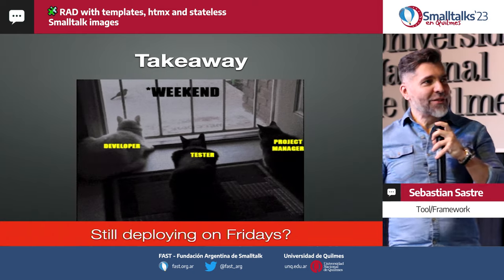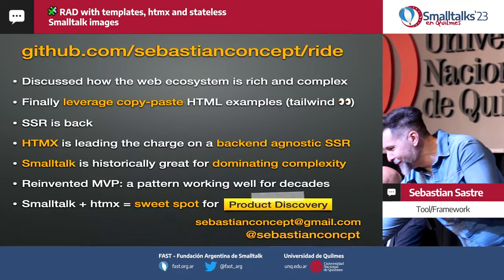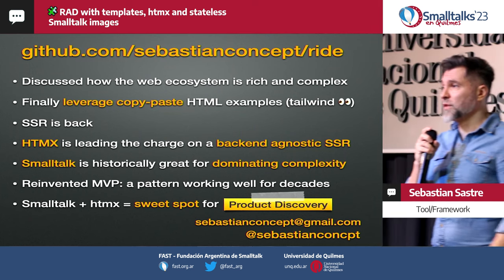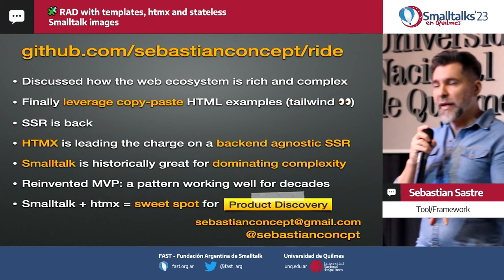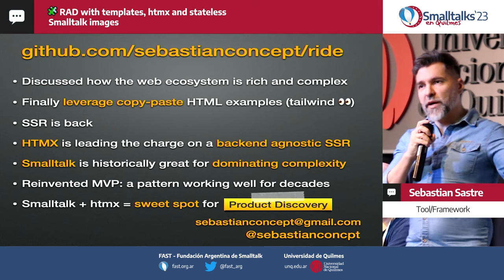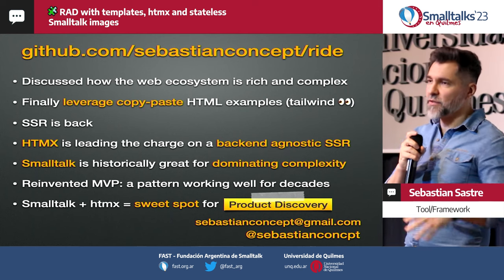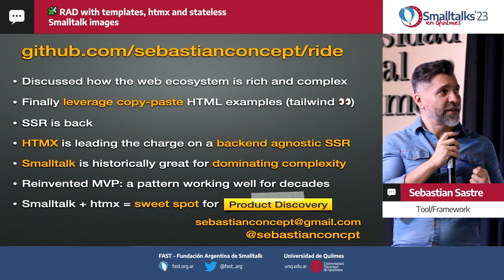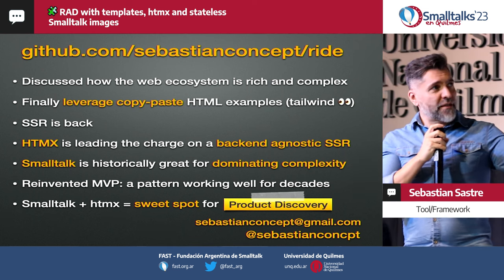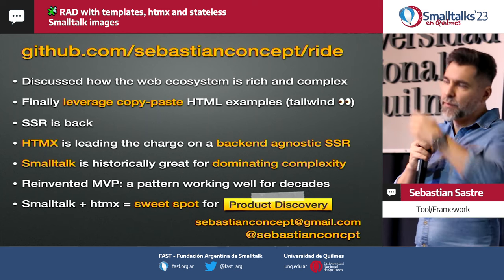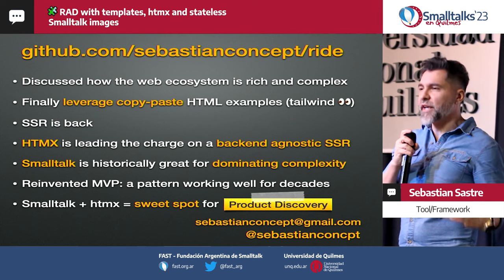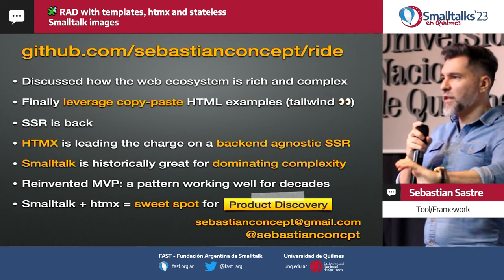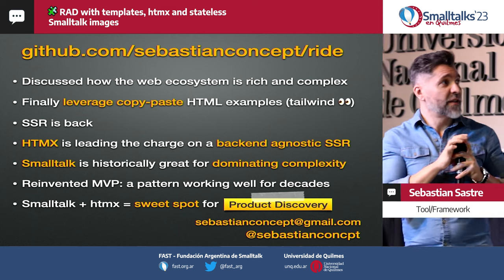So, okay, what to take away? I think what I bring to you today is how we can use the rich ecosystem that is already there. By having templates integrated, we are going to have a way to collaborate easily with the handouts of designers. So cross-functionality, it is going to be easier for Smalltalkers to get integrated and work with designers. We finally have ways to leverage copy-paste. There are plenty of examples of HTML. For example, if you are using Tailwind, you can copy-paste an example of Tailwind quickly and adapt it to your forms, and it will look great just from the start with very, very little effort.